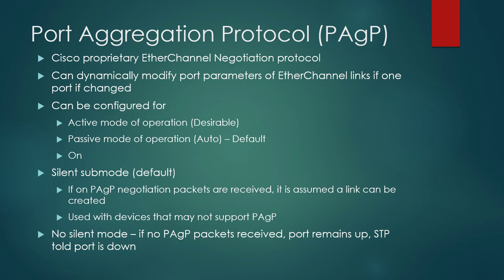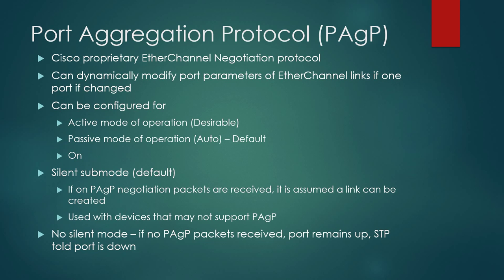Now, an EtherChannel can also be configured with a passive and active mode. And for Port Aggregation Protocol, the active mode is called desirable, similar to Dynamic Trunking Protocol, where the desirable mode of operation will seek out the other end of the connection, be it the trunk in Dynamic Trunking Protocol or the other endpoint in EtherChannel.